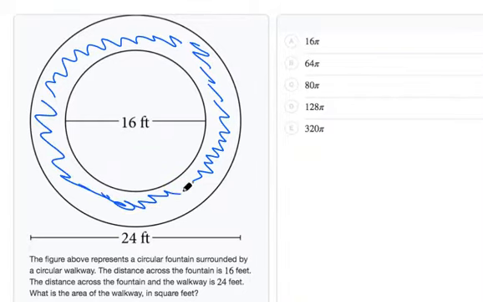Now to find the area of a shape that's almost donut shape, we're going to need the area of a circle. And if we think about how we would get this shaded region, we would take the area of the big circle and subtract the area of the smaller circle. So let's jot down the area formula for a circle, which is going to equal pi r squared, where r is the radius.